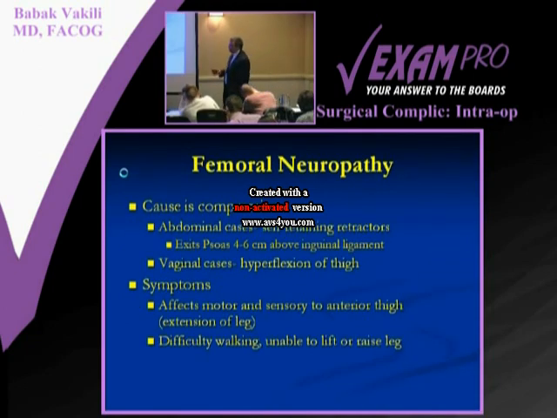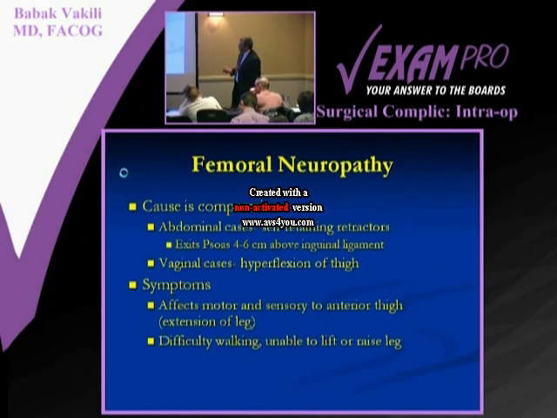Femoral neuropathy is the big one. This is the one you absolutely don't want to have if you can help it. The most common cause is compression, okay? The self-retaining retractor, if it's sitting on the lateral edge of your psoas, your femoral nerve is right under there, okay? And you can get a compression neuropathy. So you want to make sure that it's not sitting on the lateral edge of your psoas muscle.